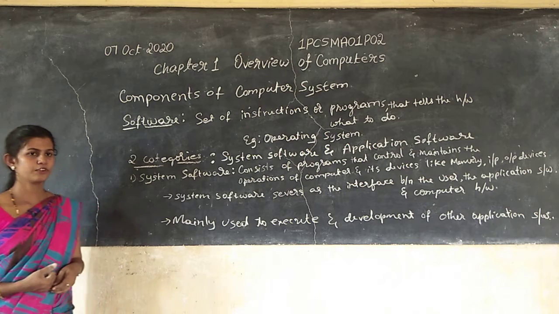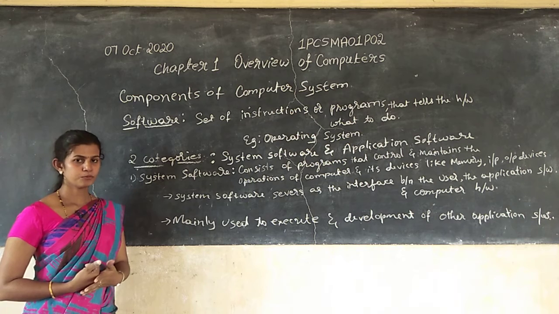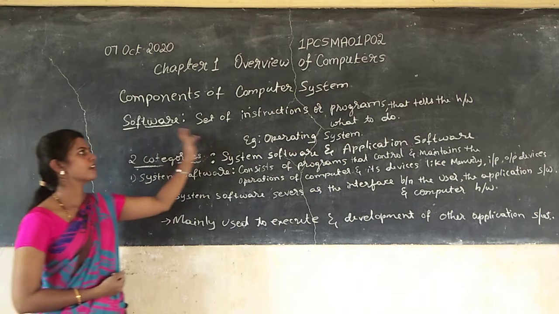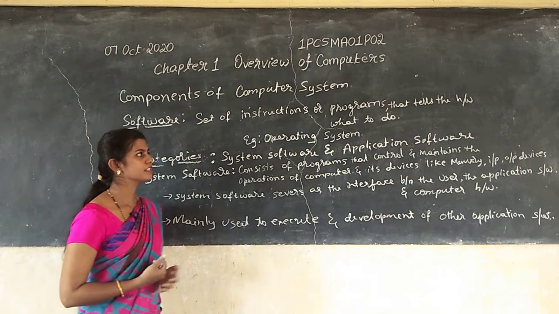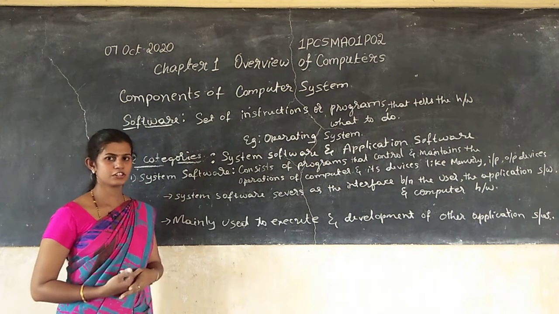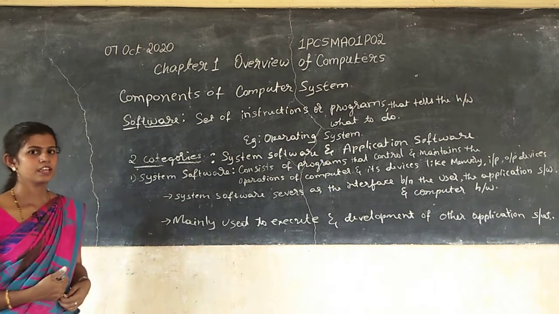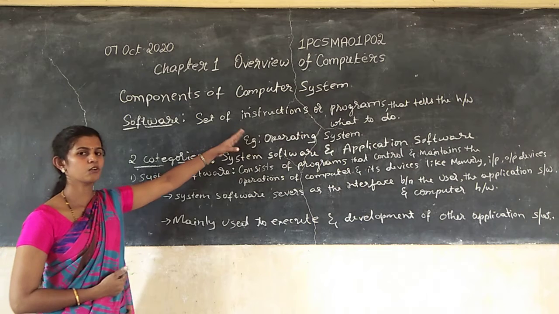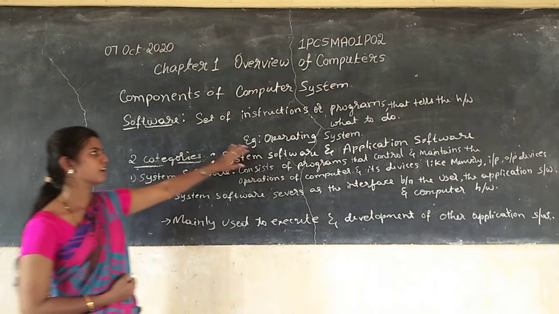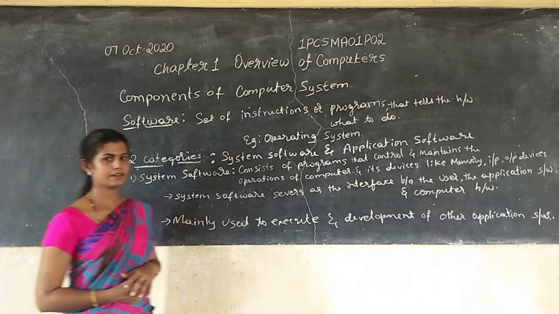The next important component of computer is software. Without the software, our computer is useless. So, what is software? Software refers to the set of instructions or programs that tells the hardware what to do. It tells the hardware what task to perform and how the operations will be done. An example of software is an operating system like Windows, Ubuntu, etc.